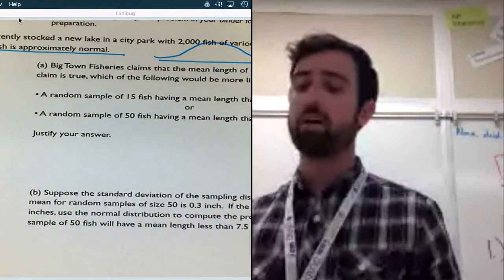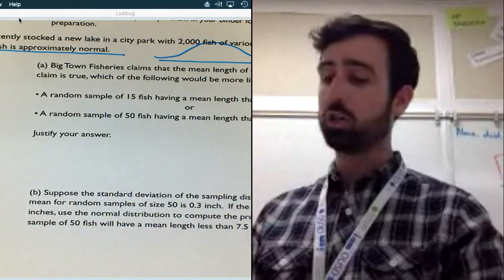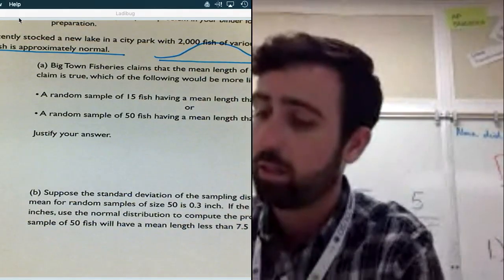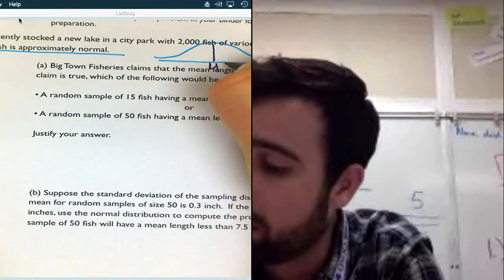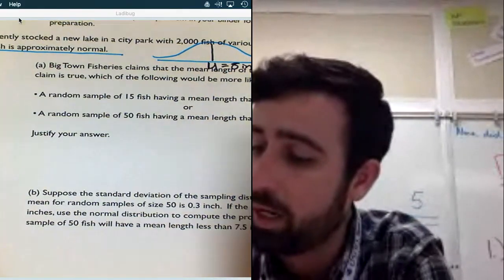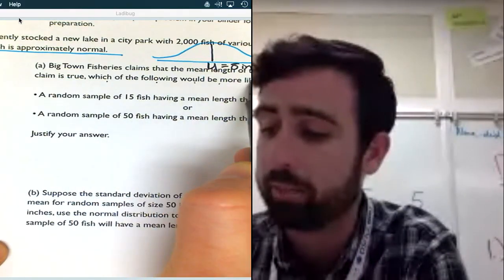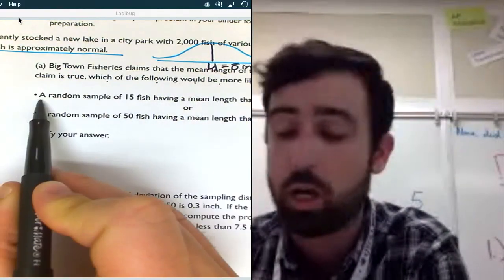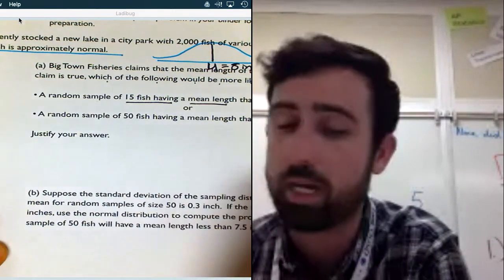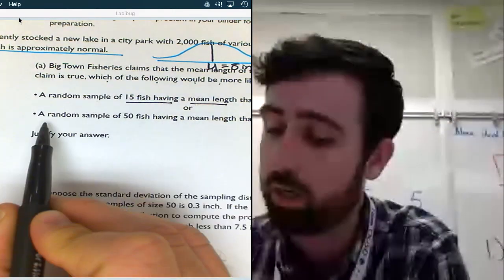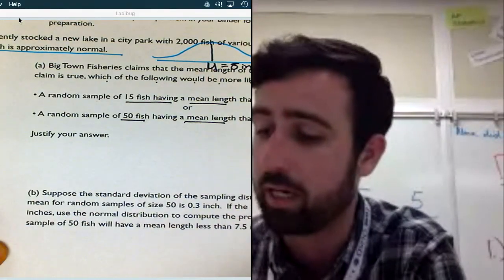A, Big Town Fishery claims that the mean length of fish is 8 inches. So they're saying, hey, with all these fish in the lake, our average is going to be 8 inches. If the claim is true, which of the following would be more likely? A random sample of 15 fish having a mean length greater than 10 inches, or a random sample of 50 fish having a mean length greater than 10 inches.